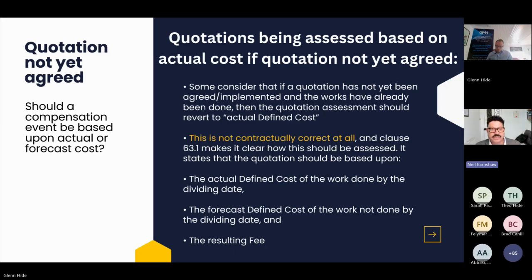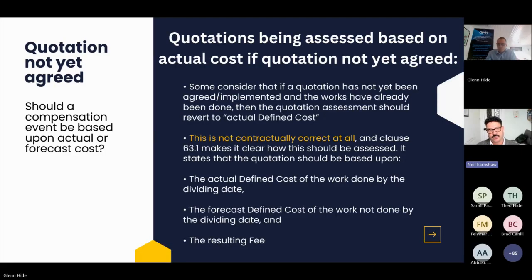Back up to me then to look at quotations. So again, lots of issues we see with compensation events and getting them implemented. Firstly, the question we've got here is, should a compensation event be based on actual or forecast cost? And again, this is a common misconception that people think sometimes that if it hasn't been agreed or implemented and the works have been done, then we should assess compensation events based on the actual defined cost. Whereas that isn't what the contract says at all.